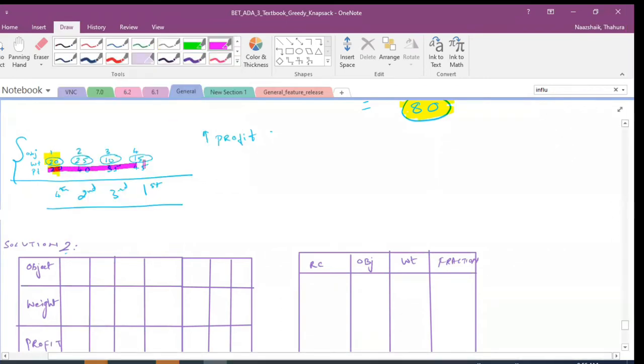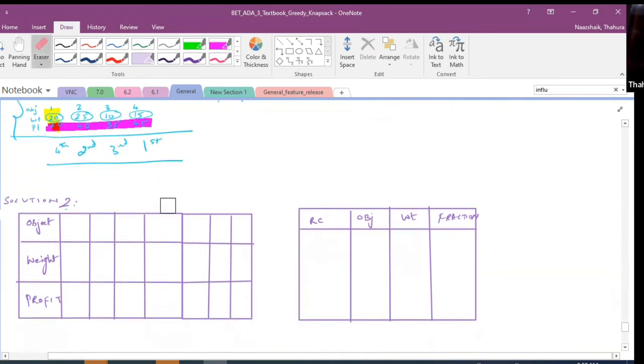If you have a pencil or something, you can highlight it like this, because now you're looking at the profit, not at the weight. So now let us copy this in the same order that we selected. So we said this we have to take first. So I will copy 4, 15, 45. Then I copy this. Then I copy this. And finally, I copy this.